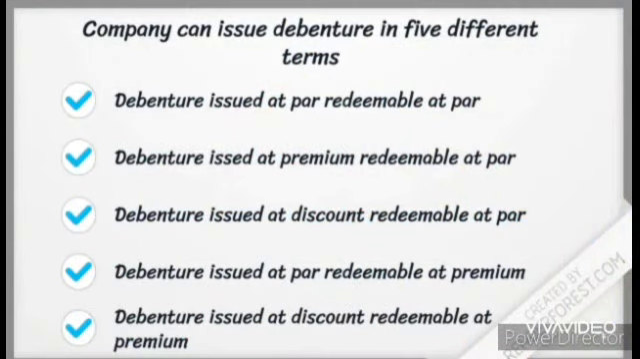Debenture issued at par, redeemable at par. Debenture issued at premium, redeemable at par. Debenture issued at discount, redeemable at par. Debenture issued at par, redeemable at premium. Debenture issued at discount, redeemable at premium. These are the 5 ways.